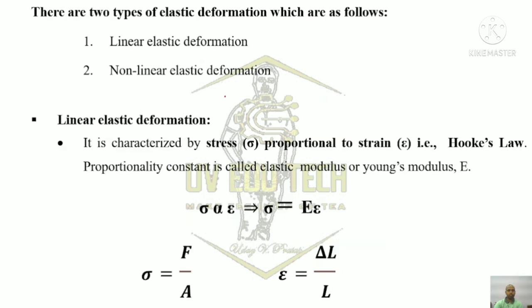Further, we can divide elastic deformation in two ways based on behavior. First is linear elastic deformation, second is non-linear elastic deformation. Linear elastic deformation obeys Hooke's law, which says that stress is directly proportional to strain, and the proportionality constant is called Young's modulus of elasticity, denoted by capital E. Stress is equal to external force per unit cross-sectional area. Strain is defined as the ratio of change in shape to the original shape.